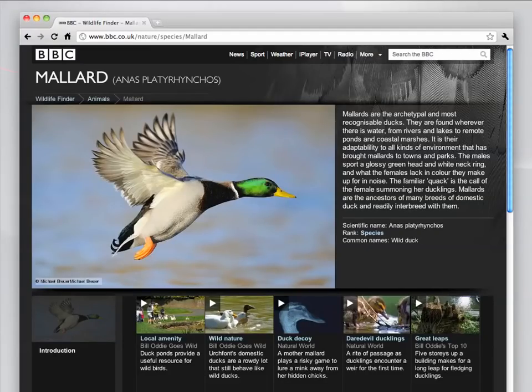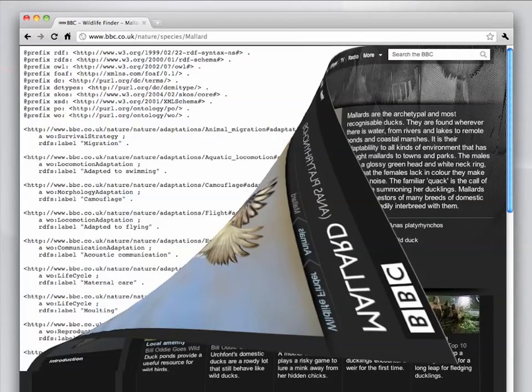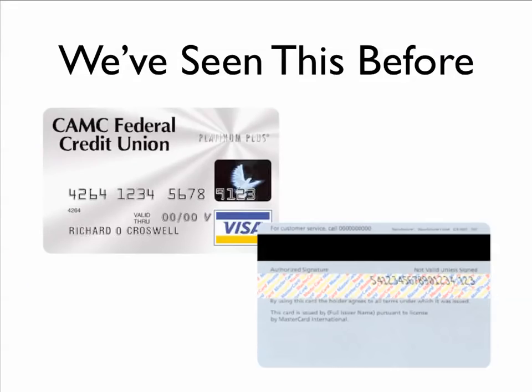Linked data may be published on its own or exist within web pages. Web pages either contain or are paired with a machine-readable data representation. We've seen this pattern before. Credit cards, like modern web pages, also have human-readable sides and machine-readable sides.